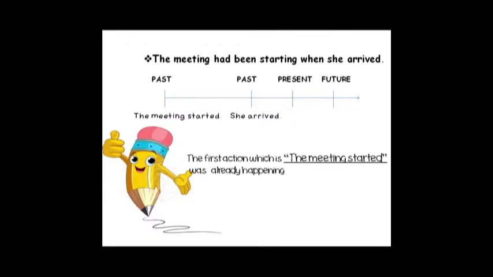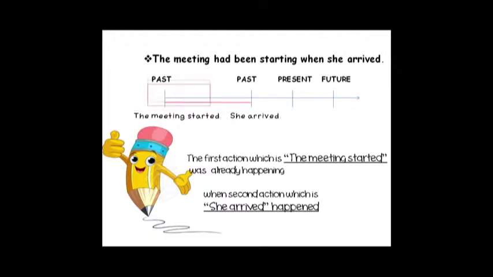The first action, which is the meeting started, was already happening when the second action, which is she arrived, happened. The duration of the action, showing the red line, and this sentence is our past perfect progressive. That's why we resulted in the sentence, the meeting had been starting when she arrived.